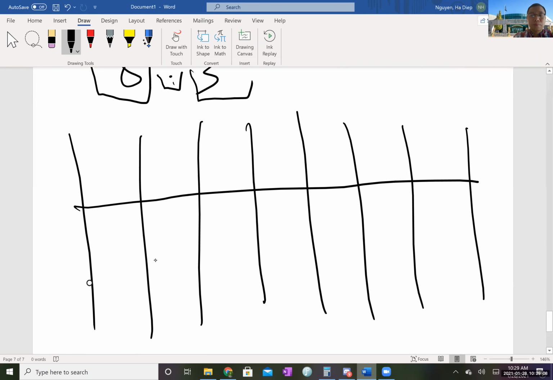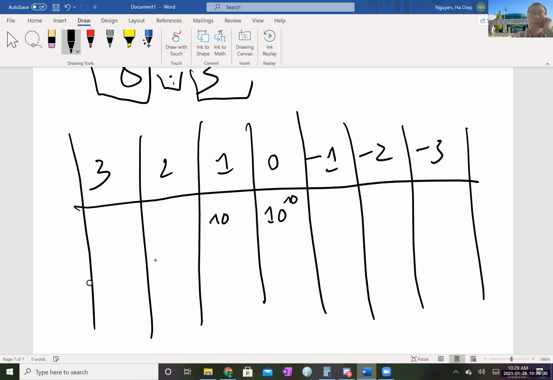So think about this one. You have the number 0, column 1, column 0, column 1, 2, and 3 here. And when you move to the right, you have -1, -2, and -3. If you're working with decimal, you have base 10: 10 raised to 0, 10 raised to 1, 10 raised to 2, and 10 raised to 3. And 10 raised to -1, 10 raised to -2, and 10 raised to -3.